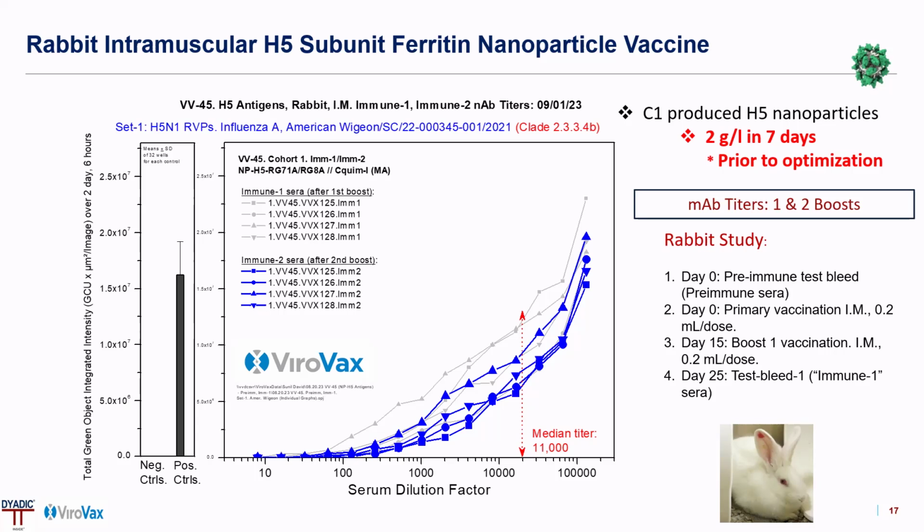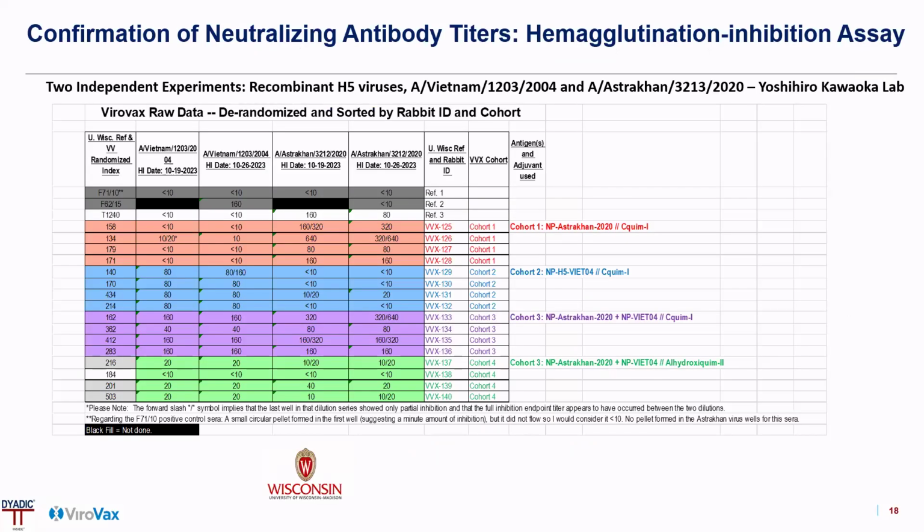So neutralizing antibodies is not the standard way that people, I think, measure the immune response. They usually use what's called hemagglutinin inhibition assay. And this was a serum that ViroVax had sent to the University of Wisconsin to Yoshihiro Kawaoka in his laboratory. And Yoshihiro is one of the world's leading H5 influenza experts. And he compared it to his standards, and it just blew it away in terms of hemagglutinin inhibition. So it shows that the hemagglutinin inhibition and the neutralizing antibodies correlate virtually identical.